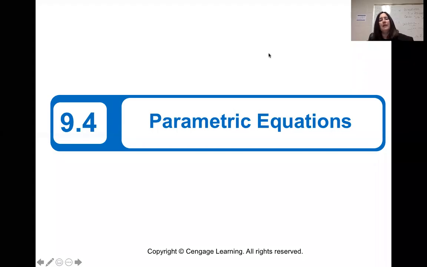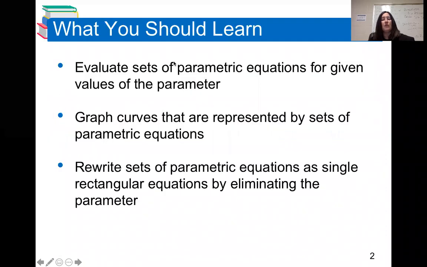Good morning. Today's lesson is on parametric equations. What you should get out of this is you need to know what parametric equations are for a particular equation. You'll have to graph them, be able to use the parametric equations to graph, and rewrite parametric equations as a rectangular equation.